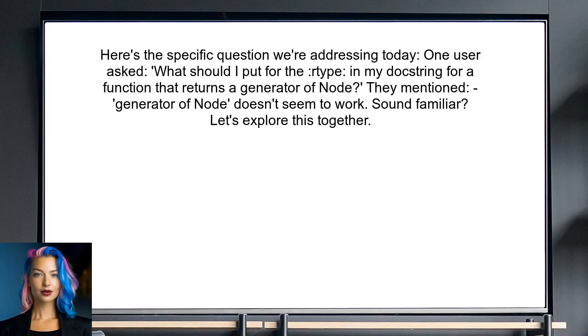Here's the specific question we're addressing today. One user asked, "What should I put for the rtype in my docstring for a function that returns a generator of Node?" They mentioned that simply stating "generator of Node" doesn't seem to work. Sound familiar? Let's explore this together.